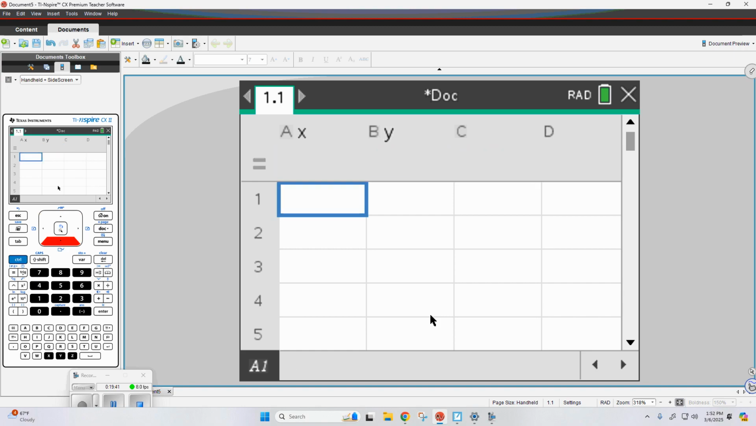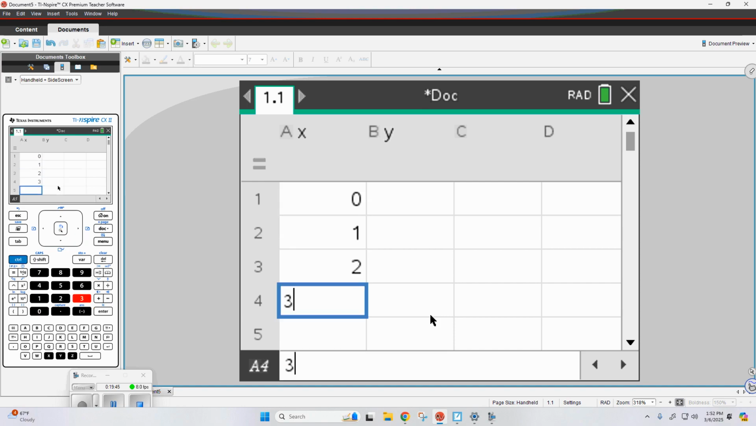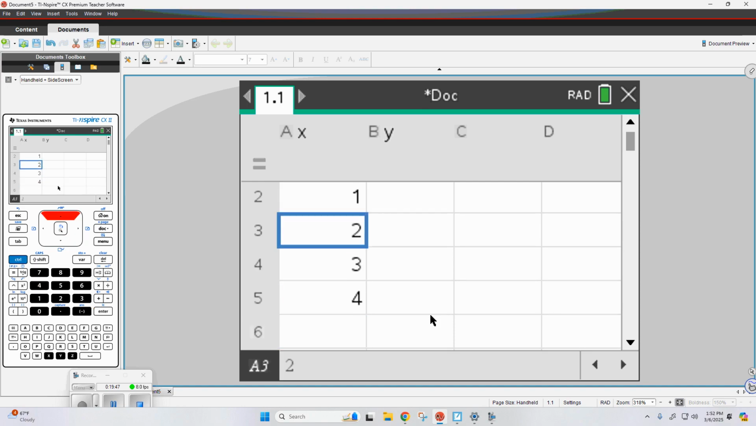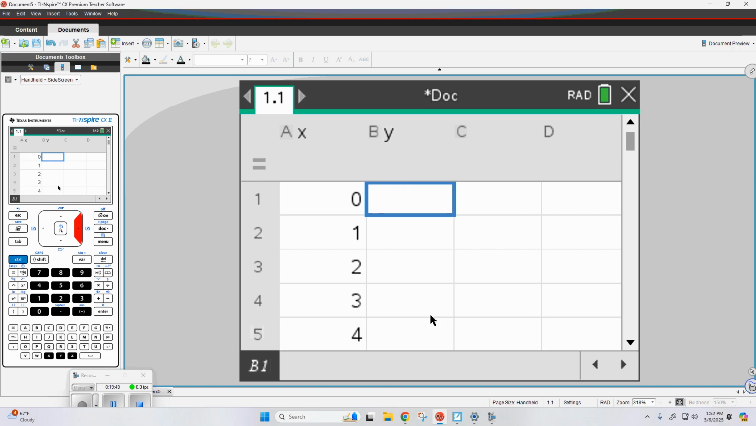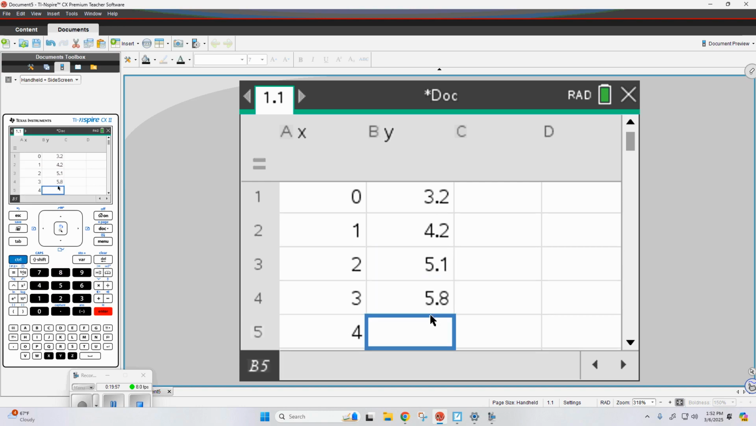My time values are between 0 and 4 months. And then we want the weight in kilograms for each time. So 3.2, 4.2, 5.1, 5.8, and 6.4. Okay, so now I've got my data in.